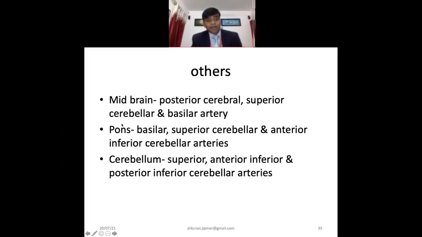Similarly, when we talk about the pons, already I discussed that there are smaller pontine branches from the basilar artery, and these pontine branches will be supplying the pons. Apart from that, the superior cerebellar artery and also the anterior inferior cerebellar artery will be supplying the pons of the brainstem. Then the cerebellum is supplied by the superior cerebellar, anterior inferior cerebellar, and the posterior inferior cerebellar artery. The superior cerebellar artery, I said, is a branch from the basilar artery. Similarly, the anterior inferior cerebellar artery is a branch from the basilar artery, whereas the posterior inferior cerebellar artery is a branch from the vertebral artery.